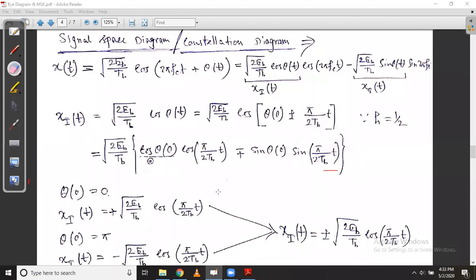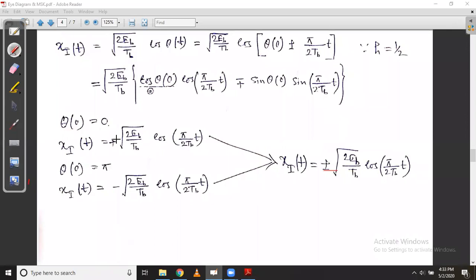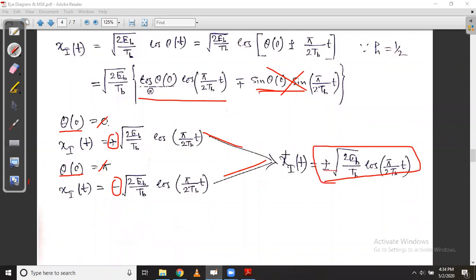After that, what we will do? We are going to put theta 0 as 0, theta 0 as pi. Whenever theta 0 is 0, this term will be 0. Whenever pi, this term will be 0. Because finally, this term will not be present, and only this term is coming. For theta 0 as 0, it will be plus 1. That means this is coming. And theta 0 is pi, that means minus 1. That is why this one is coming. So together, we can write this expression, plus minus root of 2Eb divided by Tb cos term, plus minus this whole thing. Which is nothing but XIT. So from here, we have reduced the equation in this way. That is the expression of XIT.